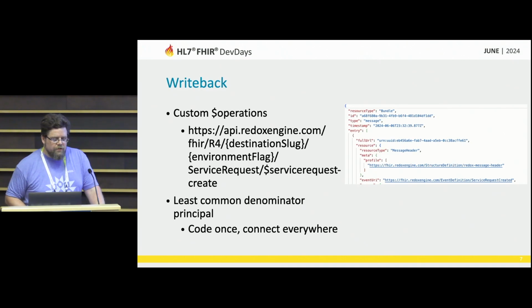And the way that we actually implemented Writeback was creating a series of custom dollar operation endpoints. There's an example of that here for a service request. These map directly to the custom Redox events that we've defined. And then those can be translated through mappings in our engine to customer systems.